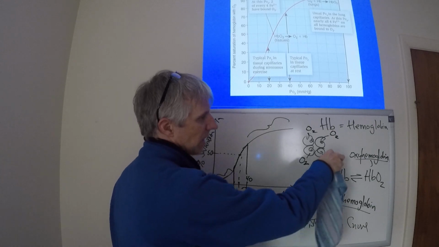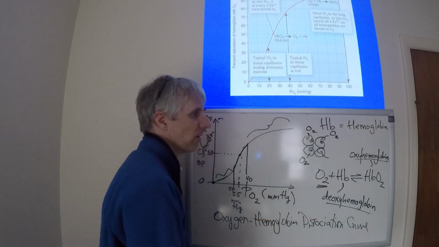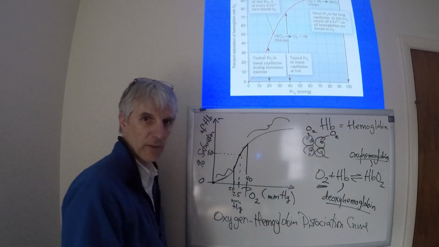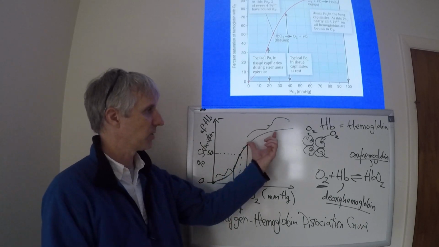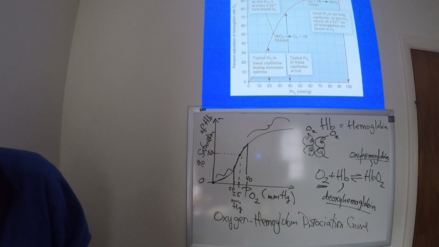It's hard to get hemoglobin to let go of an oxygen, but once it lets go of one, you increase the likelihood of letting go of others. That's shown in this part of the curve.